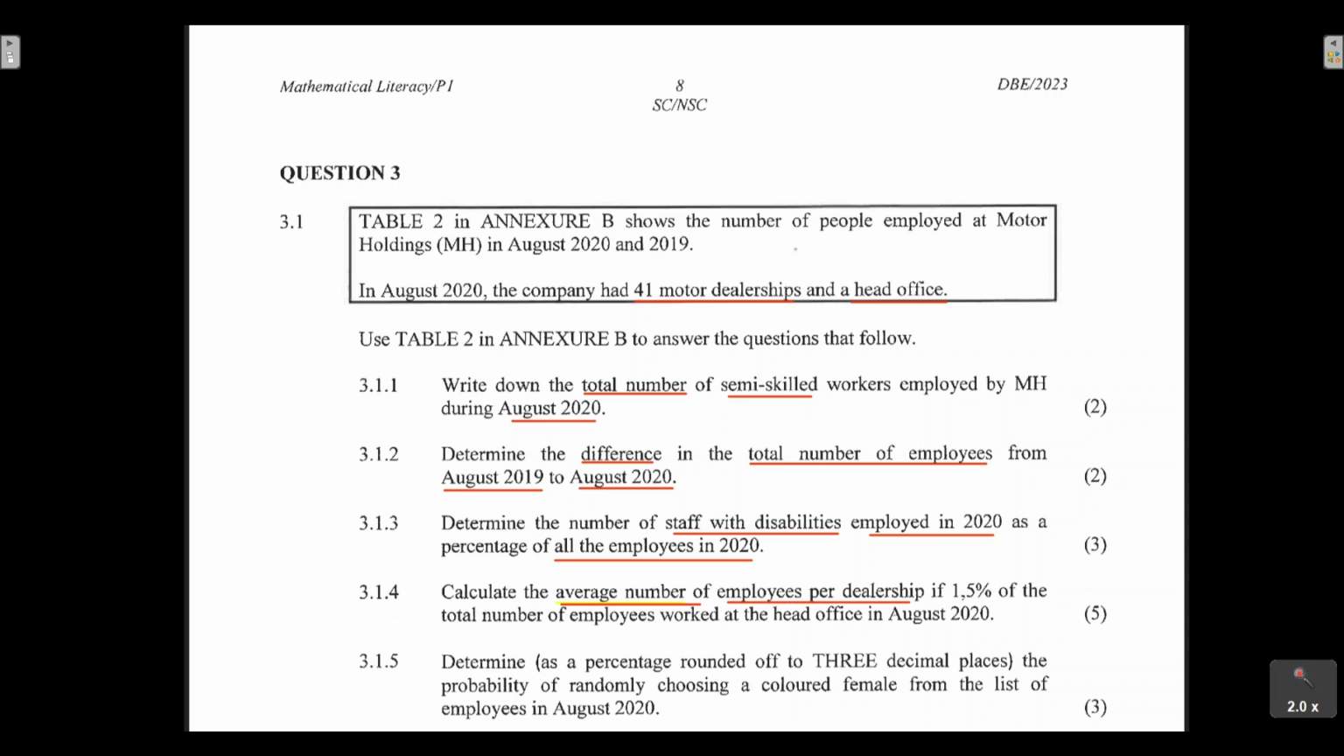If 1.5% of the total number, right? So already here we're told what to do. We are told that if 1.5% of the total number of employees worked at the head office in 2019, what is the average? So in this case, we already know that we want to determine the mean or the average number of employees that they have roughly per dealership, if 1.5% of the total number of employees work at the head office in August 2020.